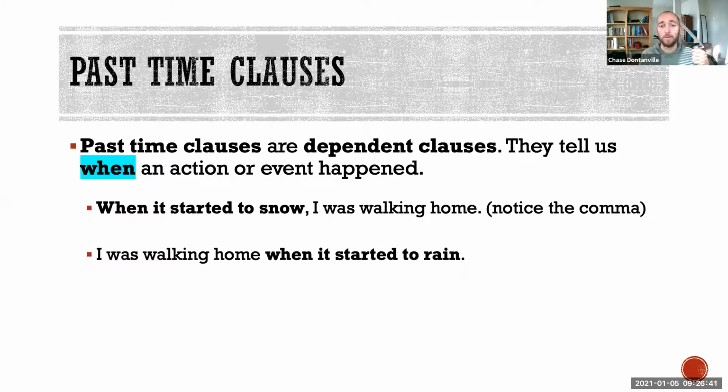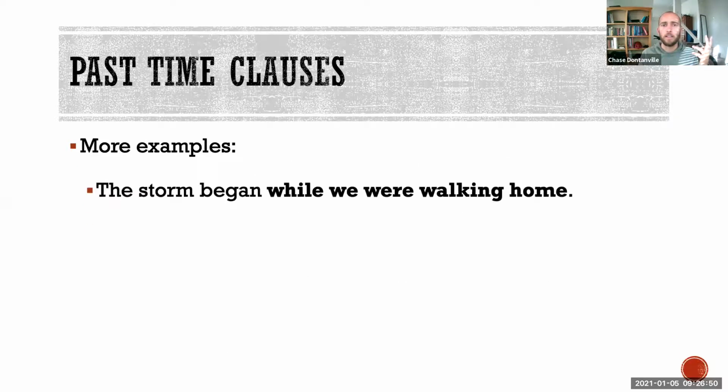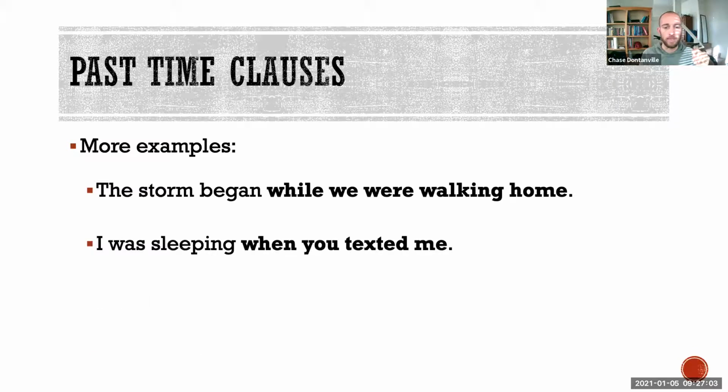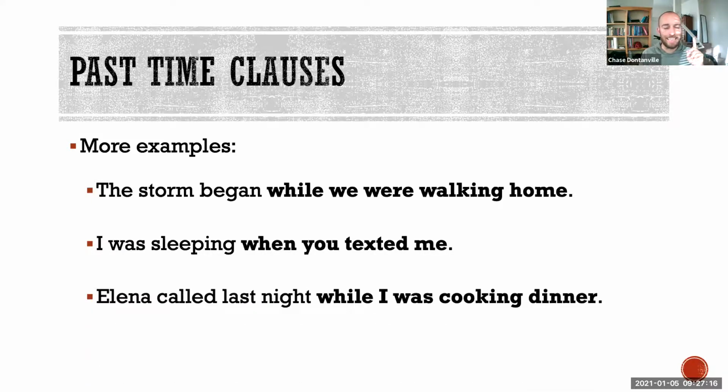I was walking home when it started to rain. So again, time clause second, no comma. Some more examples. The storm began while we were walking home. So while we were walking home is the past time clause. The storm began is the main clause. I was sleeping when you texted me. So I was sleeping, main clause. When you texted me, dependent clause or past time clause. And Elena called last night while I was cooking dinner. Elena called last night, complete main clause. While I was cooking dinner, dependent or past time clause.